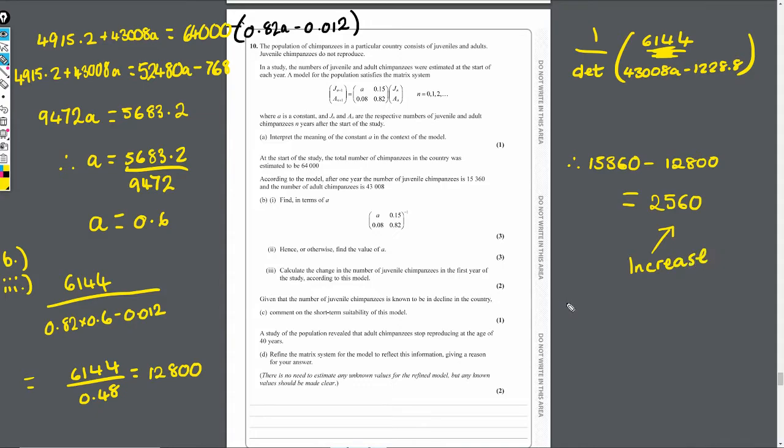Okay. Part C asks us to comment on the short-term suitability of this model. Well, it does say that the number of juvenile chimpanzees is known to be in decline in this country, but our model has just shown an increase to 2,560. So what we can say is that the model is not suitable as the model has an increase.